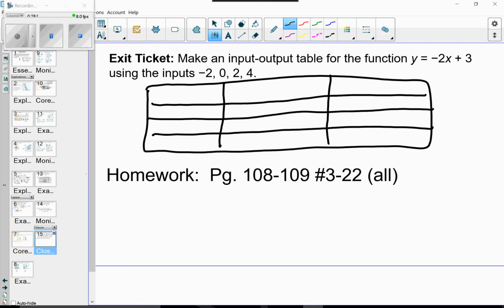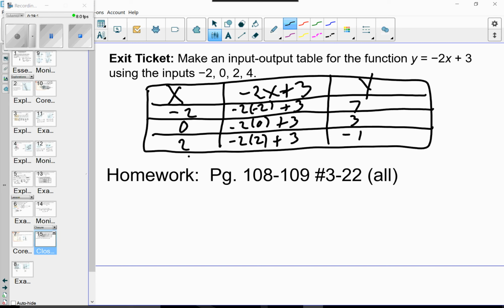Okay, so again, I'm going to put x for input, y for output, and negative 2x plus 3. And then if I plug in a negative 2 for x, I'm going to have negative 2 times negative 2, which is 4. 4 plus 3 is going to be 7. If I put a 0 in, negative 2 times 0 is 0, and 0 plus 3 is going to be 3. If I plug a 2 in for x, negative 2 times 2 is negative 4, and negative 4 plus 3 is going to be negative 1.